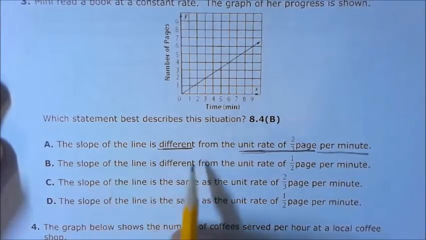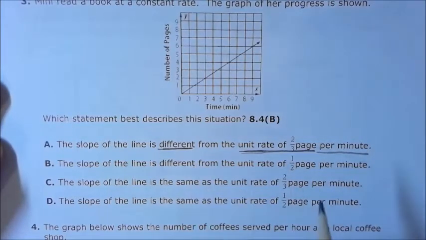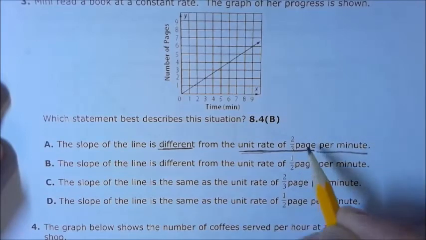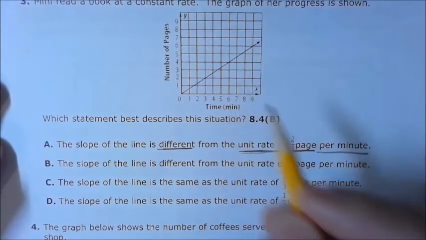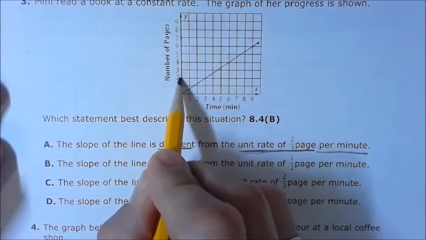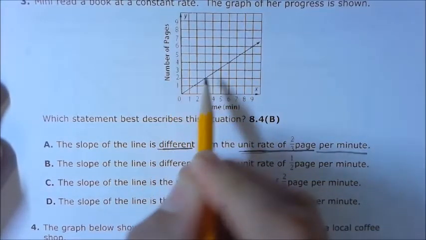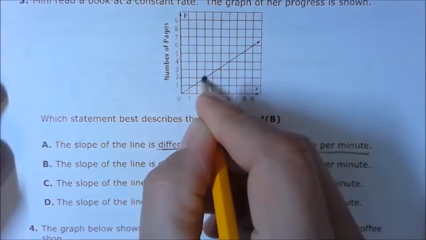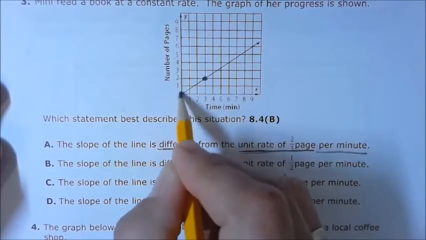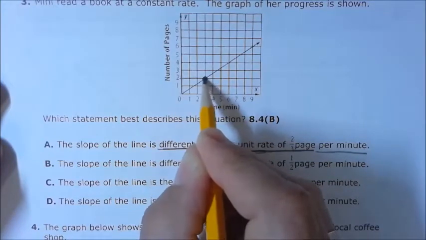So it says the slope of the line is different. Well, let's see if that's true. It's saying the unit rate is 2/3 page a minute. So what that means is we read 2 pages, and then our time is on the bottom in minutes, in 3 minutes. So I'm going to put a point right here. So over 2, up 2, and then over 3.